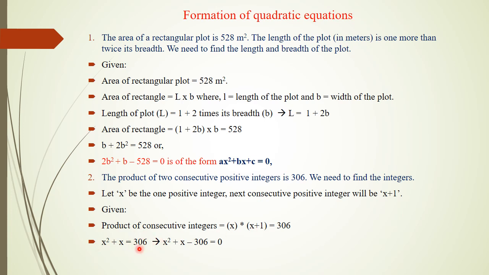When I get this 306 on the left hand side, it will be x square plus x minus 306 equal to 0. If you compare, even this is of the form ax square plus bx plus c is equal to 0. Therefore, this is the method how we can arrive at the quadratic equation based on the given problem statement.